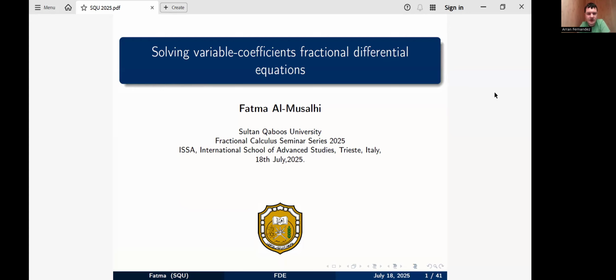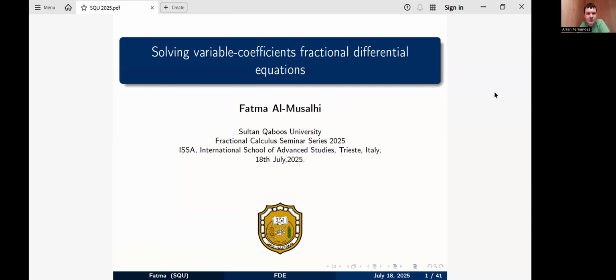Today's speaker is Fatma Al-Musalhi, an Omani mathematician who studied at Sultan Qaboos University between 2006 and 2017 for her bachelor's, master's, and PhD. She has worked in the same university since then, firstly at the Center of Preparatory Studies from 2019 to 2022, where she was awarded Best Researcher, and then as a full faculty member of the Department of Mathematics since 2023. Her research interests are in fractional differential equations and mathematical modeling of infectious diseases.